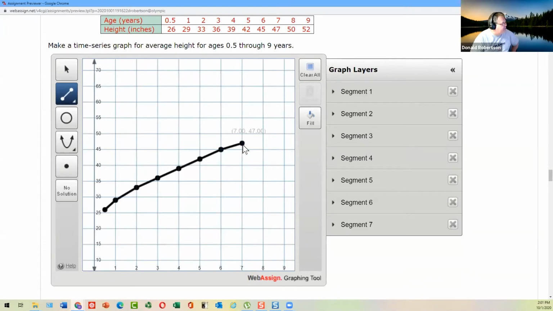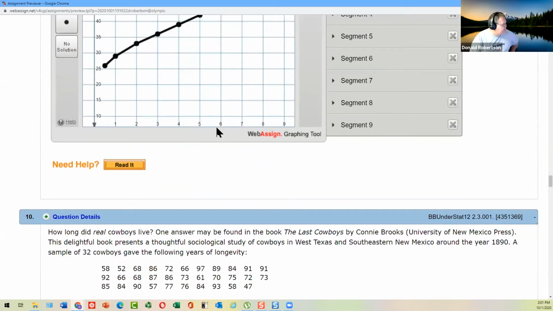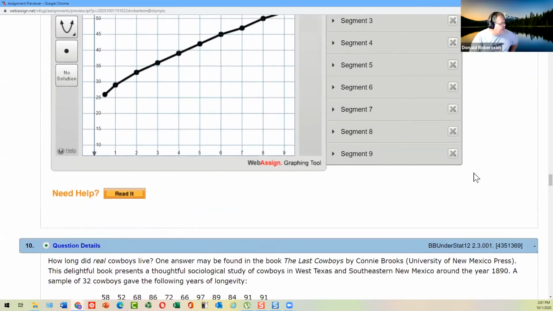7, 47, gotcha, to 8, 50. That looks good. Last one. 8, 50 to 9, 52. Hey, I got kind of better towards the end. And we are done. Click anywhere I like. There we go. And then you just hit submit.